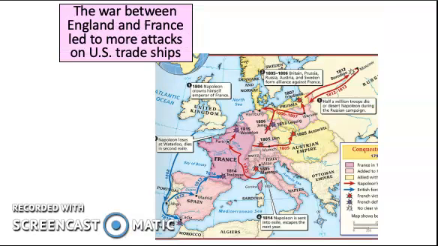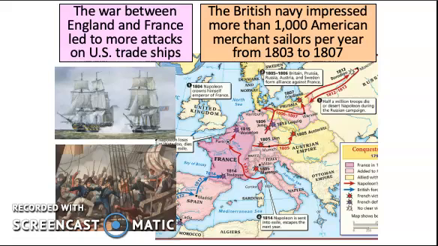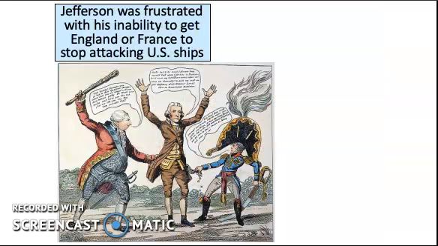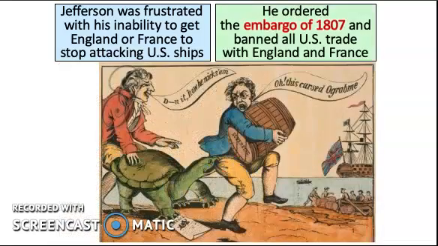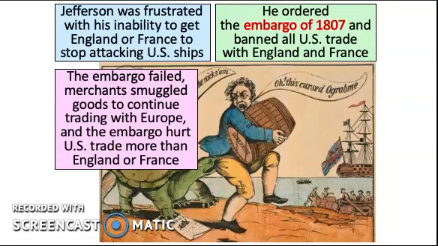Huge foreign policy problems. There's still the war happening between England and France, and this leads to more attacks on U.S. ships. The British Navy, for instance, is going to impress, or basically capture, more than 1,000 American merchant sailors between 1803 and 1807. Jefferson, incredibly frustrated by this, especially by his inability to get England and France to stop these attacks, passes the Embargo Act of 1807, banning all trade with England and France. The problem is, though, we are reliant on this trade, not them. And so the embargo fails.